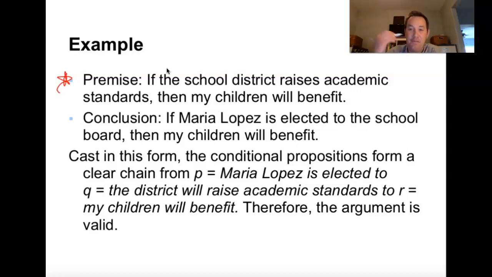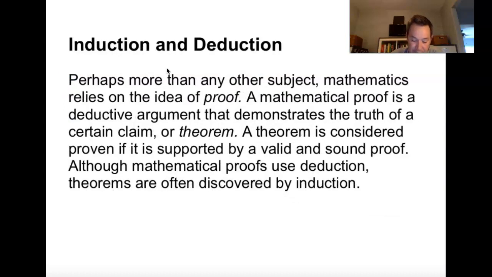And because it forms that logical chain, kind of almost using that transitive property, right? P is Maria is elected to the school board, Q is the district will raise academic standards, and R is my children will benefit. So therefore, the argument is valid.